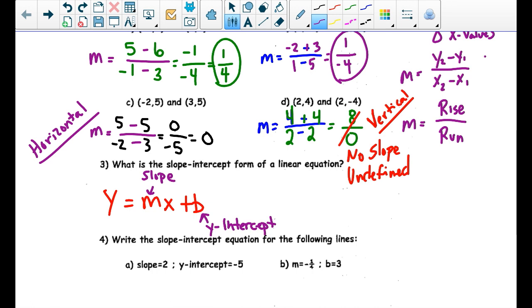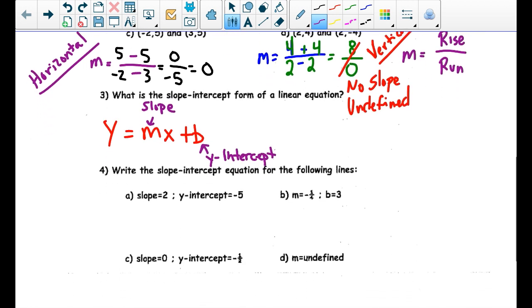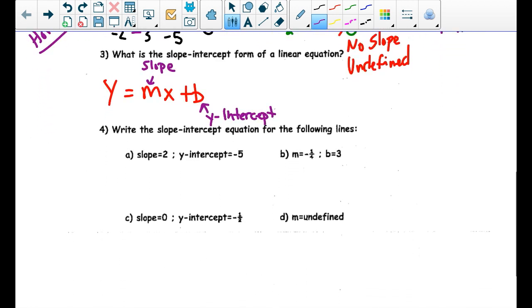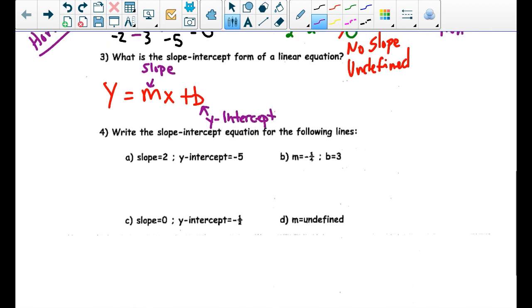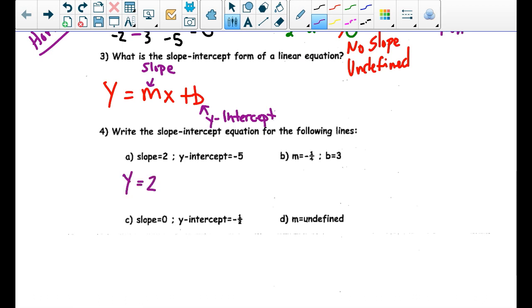So, writing these equations then. So we found slopes, now writing the equations. So A, pretty straightforward. They give us the slope and they give us the y-intercept. We're just going to plug it in, the m and the b. So y equals, what's my slope? 2x, and then keep the sign of the intercept, so minus 5.